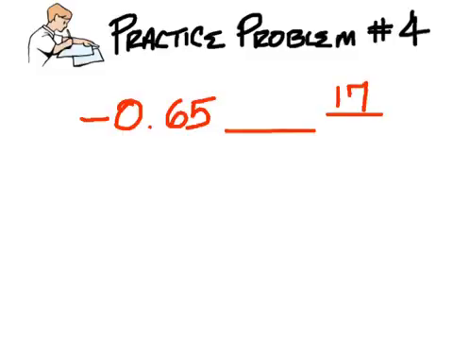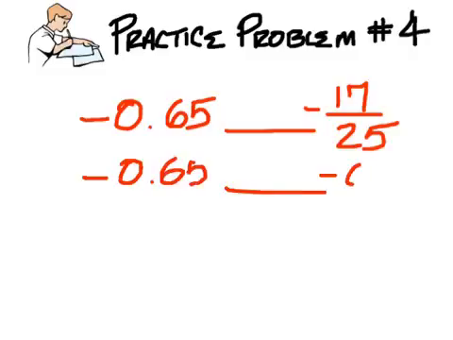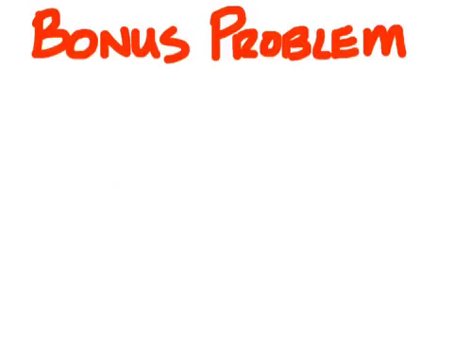Bring this up and drop it off. Negative 0.65 is what in comparison to negative 17 over 25? Solution to the practice problem. What is 17 divided by 25? Negative 0.68. So it would have to be greater than.